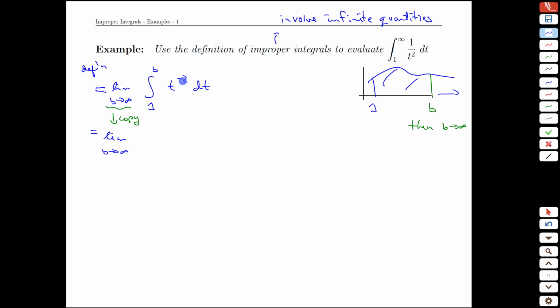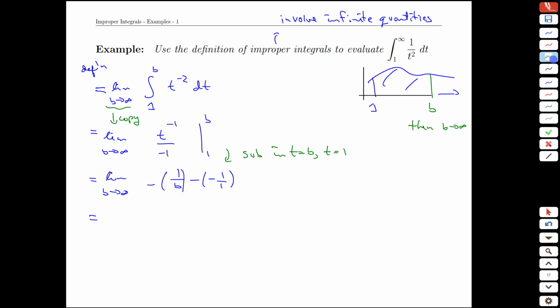We now look at our integral. T to the negative 2, we know how to integrate that. Add 1 to the power, divide by the new power, and the upper and lower values will be b and 1. Copy the limit again. Here we're just going to tidy up by subbing in t equals b and t equals 1. That will give us negative 1 over b minus negative 1 over 1. And then we'll tidy that up.